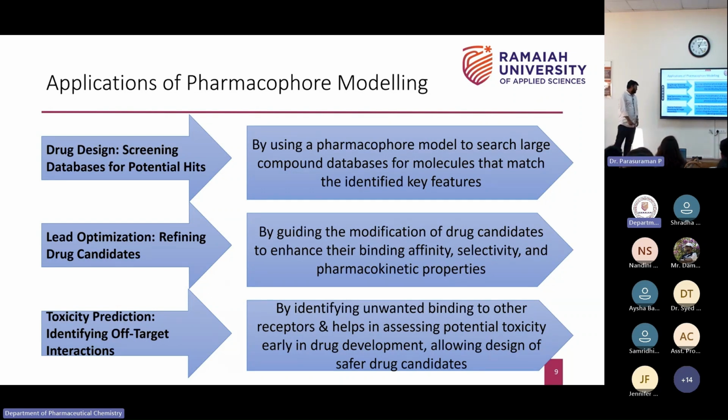Next, toxicity prediction, like identifying off-target interactions. In the morning session, Chad told that if I target the drug to the heart, but it binds to the head, you have to predict that in the early stage. By identifying unwanted binding to other receptors, it helps in assessing the potential toxicity. If it binds to another receptor, it may cause toxicity. That's why we have to predict or identify the off-targets.